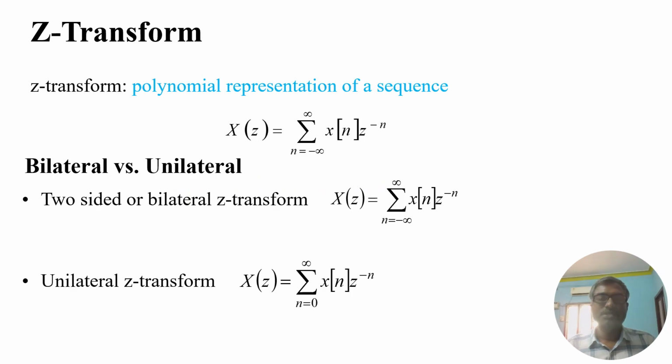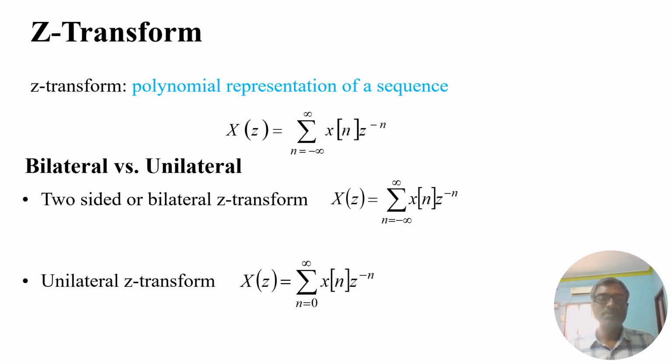The Z transform is a mathematical tool used in digital signal processing to convert the time domain representation of the signal into the Z domain representation, and it is mainly used to analyze discrete time signals as well as systems. The Z transform of the signal can be obtained by using the expression X of z equal to summation n equal to minus infinity to plus infinity x of n z power minus n.